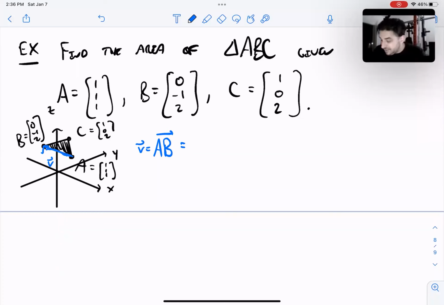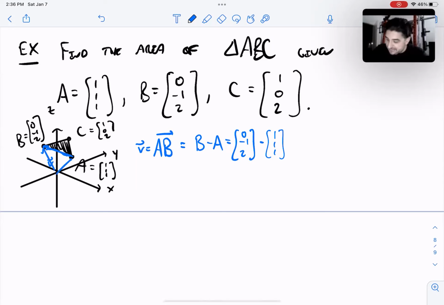So what could I do? I could say, well, it's the difference between point A and point B, right? It's 0, -1, 2, -1, 1, 1. If you think of B literally as a vector and A as a vector coming from the origin, then that vector V is the difference. That's how we define vector subtraction, right? It's the vector that would make the tip of one vector meet the tip of the other. So that's a way that you can think of this.